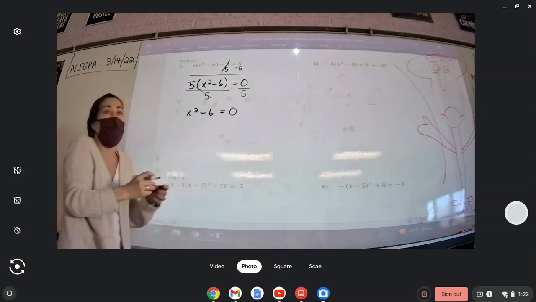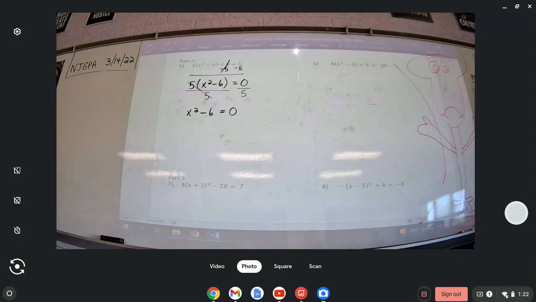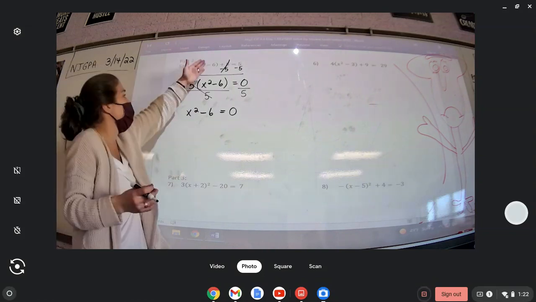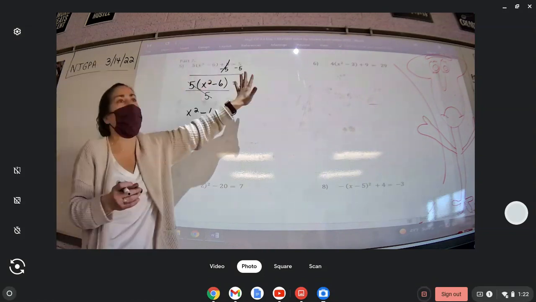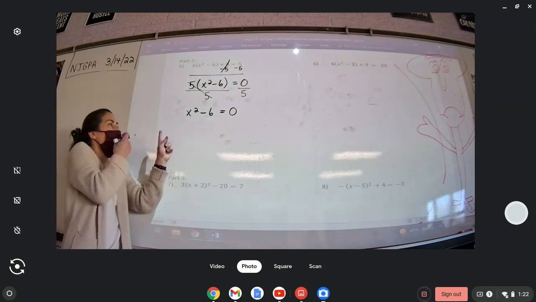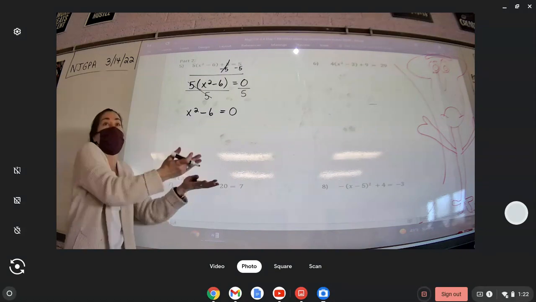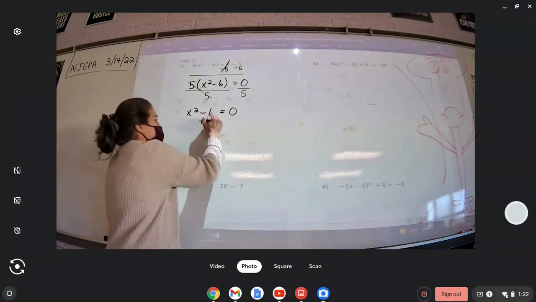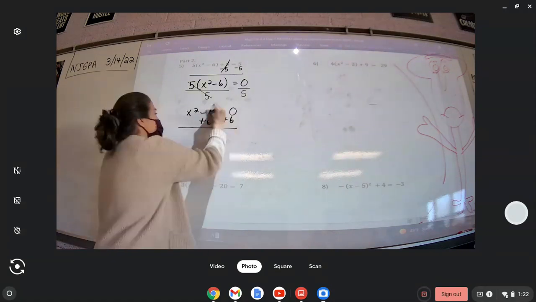0. Now, if you're thinking, I don't know about that, Hardy, then that's fine, guys. You could distribute, combine like terms, and move everything away. I guarantee you end up with the exact same answer as here. All right, so now, what's the only thing I have to do to get x squared by himself? Add 6. X squared equals 6.